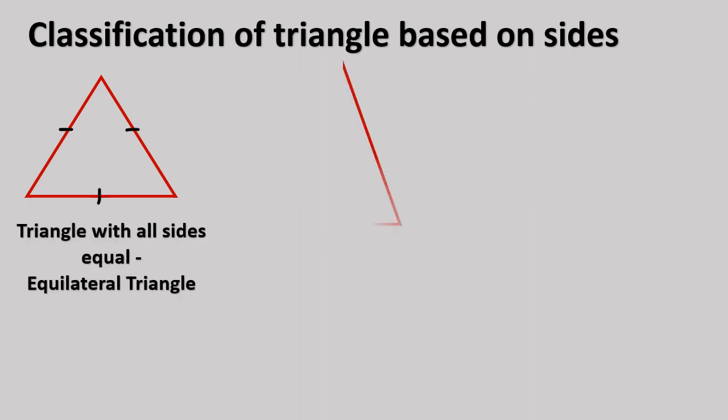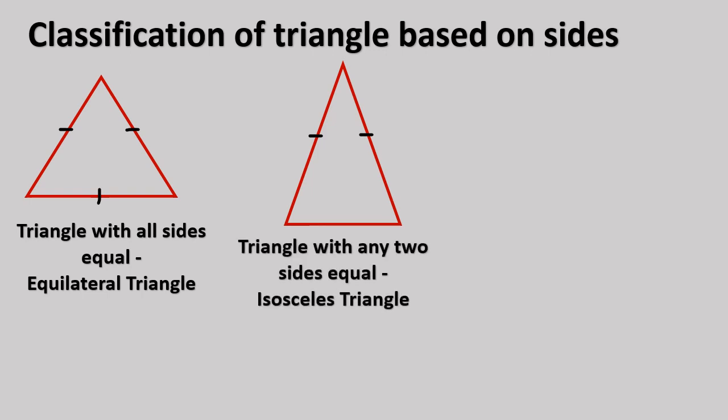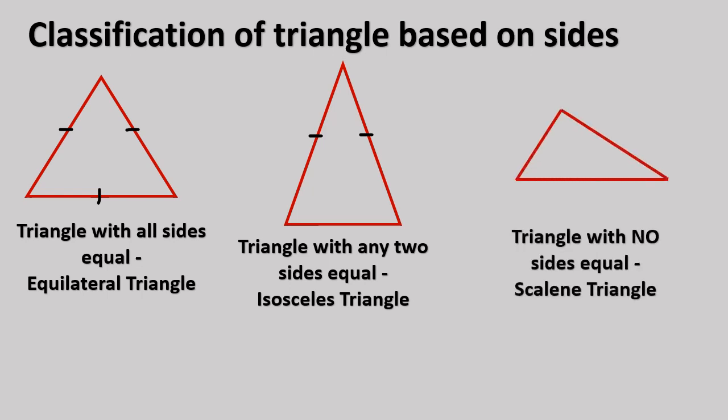A triangle with all sides equal is an equilateral triangle. A triangle with only two sides equal is an isosceles triangle. And a triangle with no sides equal is called a scalene triangle. Next, identify triangles. How do you identify a triangle based on both sides and angles? Let us see.